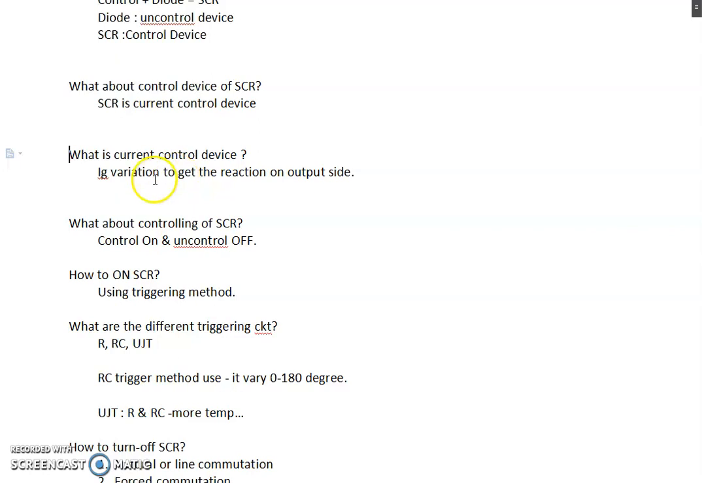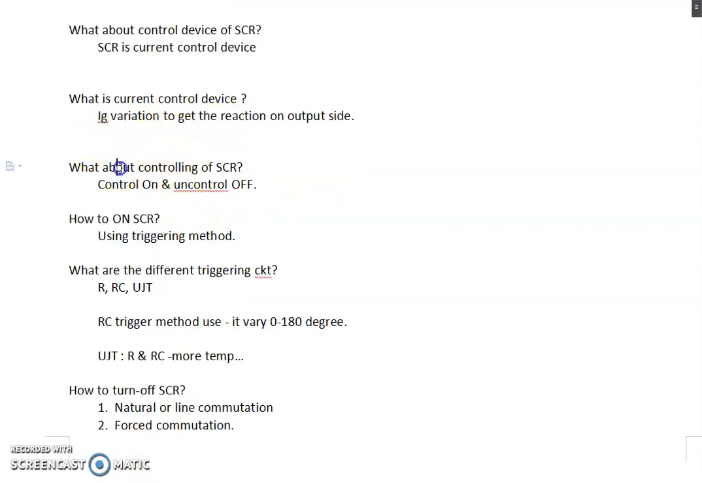Whenever you apply a variation, it will give a reaction on the output side. So that is about the current control device. Voltage control device means you apply a variation on the input voltage, and it gives the reaction on the output side. So the input is varied, and you get the reaction on the output side. That is called a current control device.